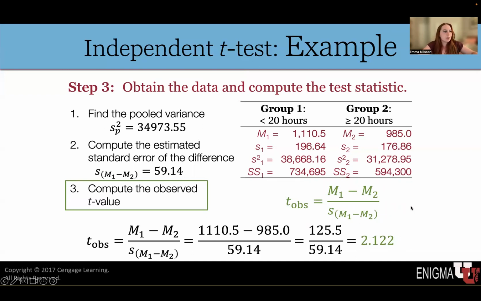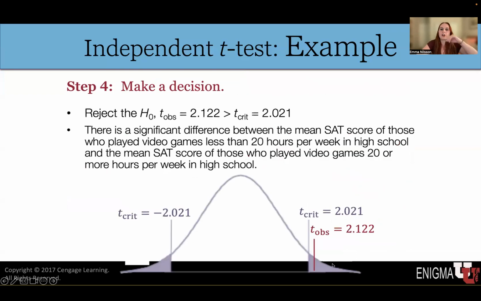Now, if you remember, our critical values were 2.021. Since our observed t statistic is within the critical zone, it's higher than our positive t critical value, we're going to reject the null hypothesis and say that there is a significant difference in the SAT scores of those who played video games less than 20 hours per week in high school and those who played video games for 20 hours or more per week in high school.